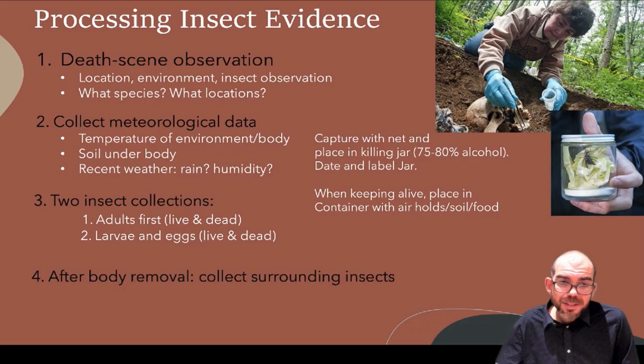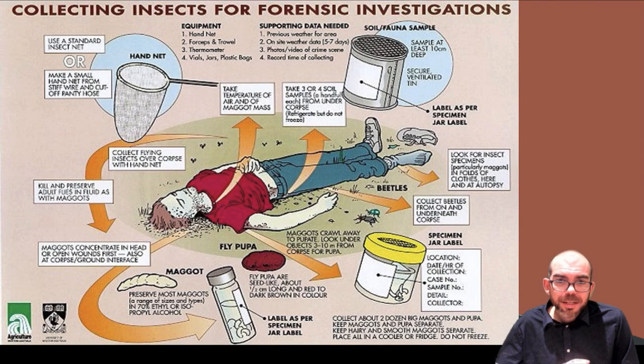The last step is, after the body's been removed, look for any surrounding insects. Perhaps there were insects underneath the body that weren't initially captured during your first 3 steps. Here's just an overview of what that would look like. When analyzing a body, you want to always look for where the insects are, because they're probably going to tell you where injuries are. You're going to want to use nets, killing jars, and be very mindful of the areas surrounding the body.